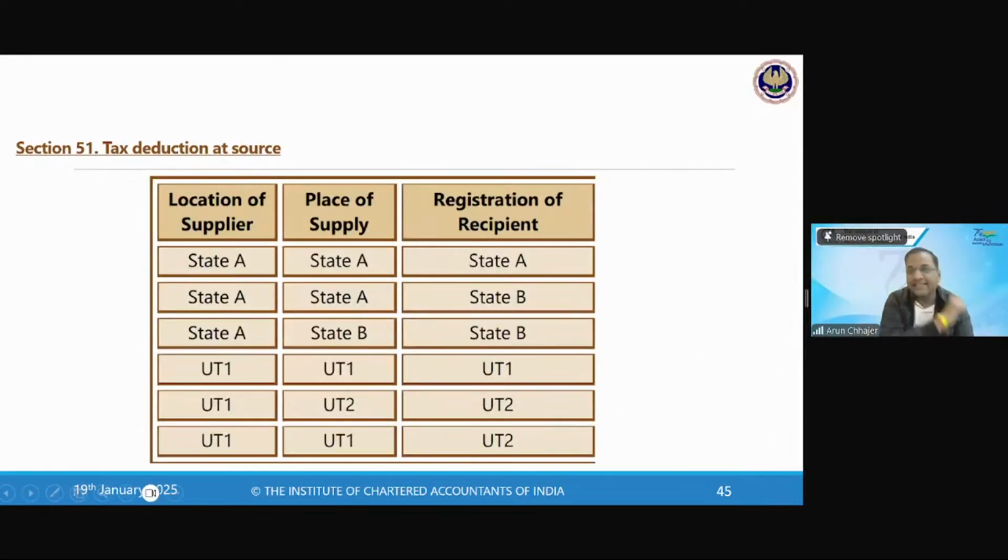Tell me, in this example, we have discussed that government authority, PSU, correct. We have discussed one relaxation that there is no TDS. Please tell me, out of the 6 examples, in which case, 1 or 2 maybe or 3 maybe, will the recipient not deduct TDS? There is no TDS applicable in which scenario? The supplier is in State A, the place of supply is State A, and the recipient is in State A. In which case will TDS not be applicable?